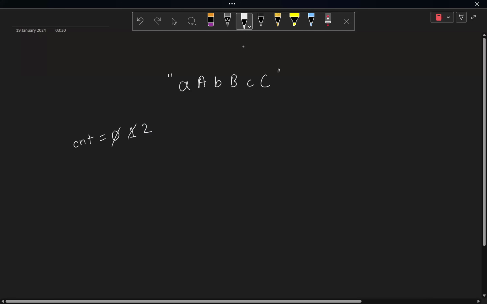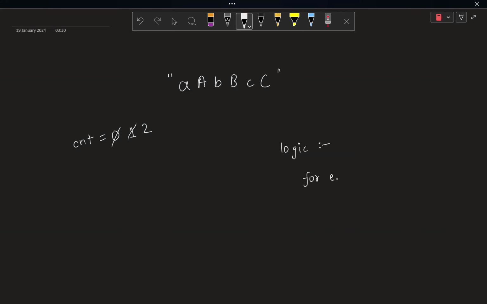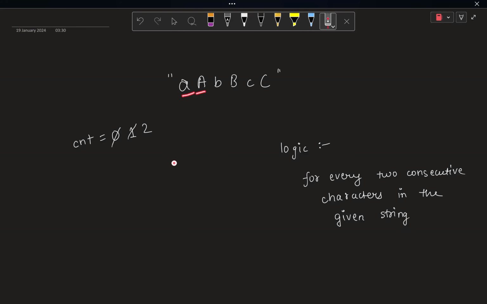So the logic of the problem is very straightforward, that for every 2 consecutive characters in the given string, we can just check if both the characters have the same key or different key. So there can be multiple ways of checking.